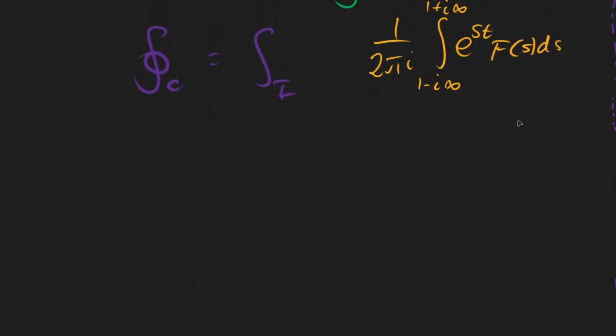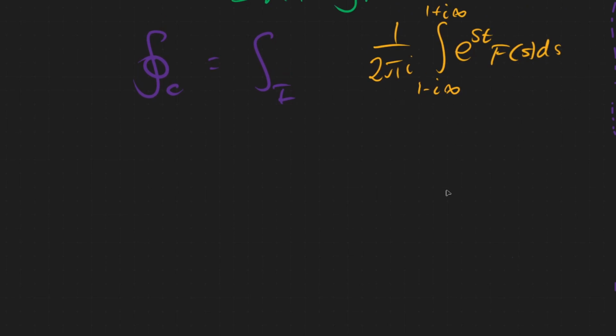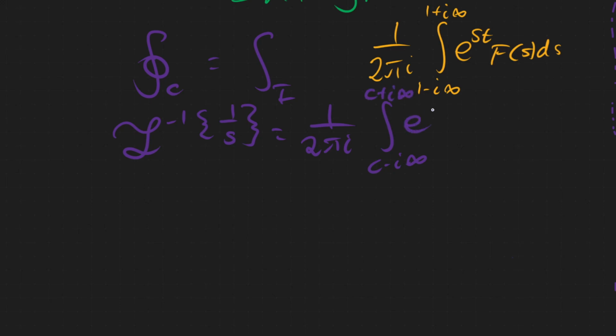So, first of all, we're going to be using this formula here because it's quite a nice formula. For this example, we're going to be taking the Laplace inverse of 1 over s. Plug it into the formula, we get 1 over 2 pi i, integral from c minus i infinity to c plus i infinity of e to the st f of s ds.